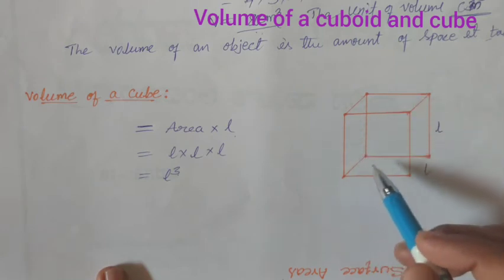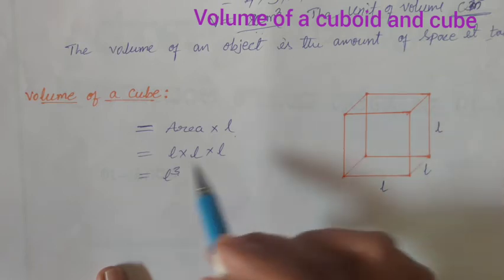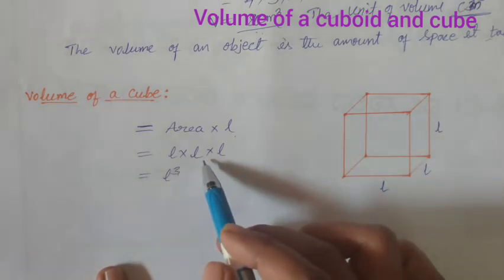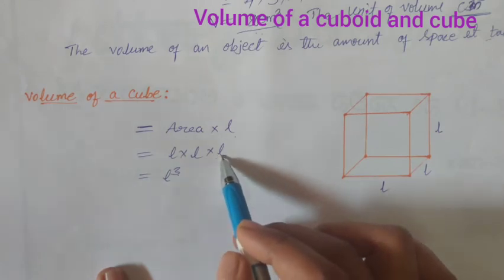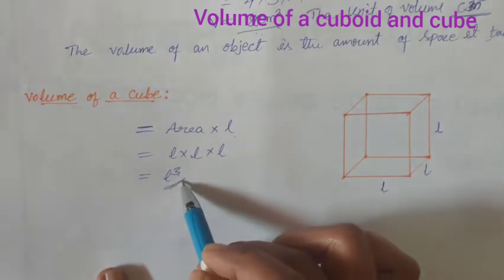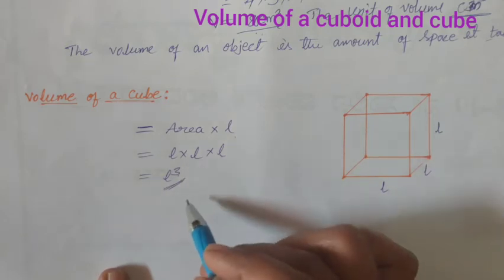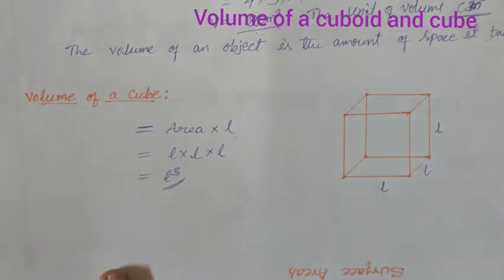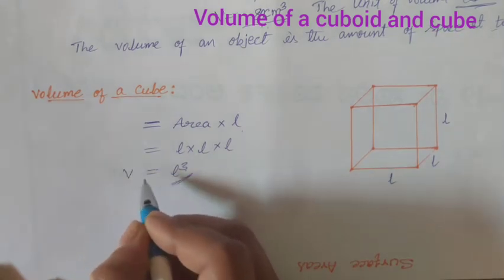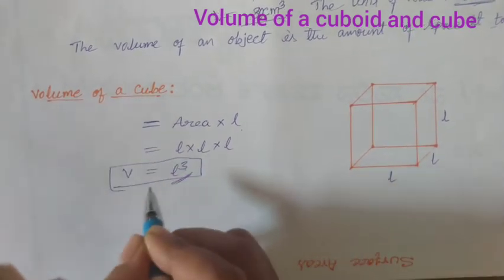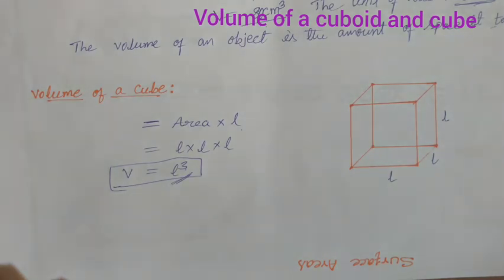What is the area of each face? The area of each face is L into L, length into length. Then the volume of a cube is L into L into L, that is L cube. Here also the unit for volume is cubic centimeter or cubic meter. So the formula for the volume of a cube is V equals L cube. Now we can use this formula. Let us work out the exercise questions.